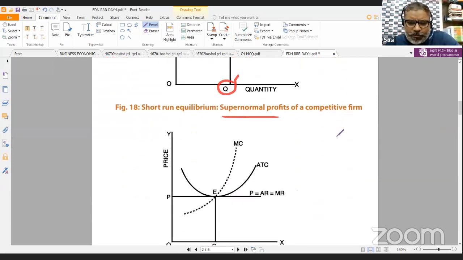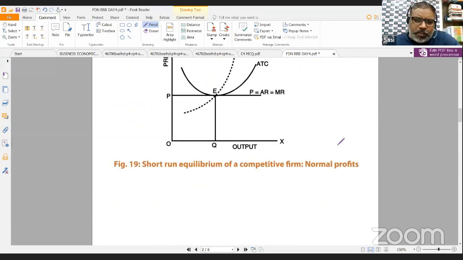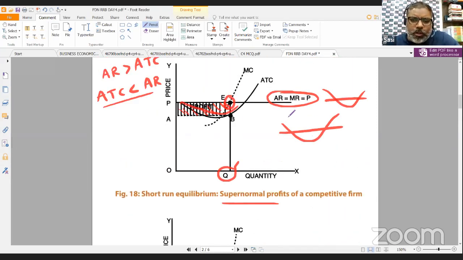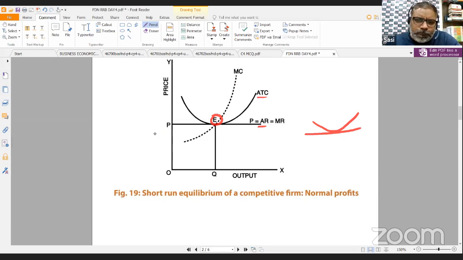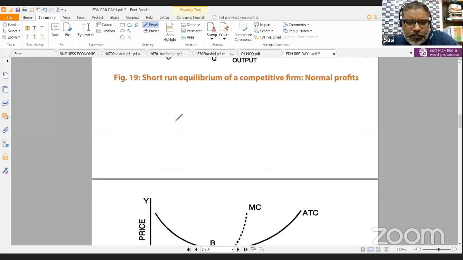there is a supernormal profit. Then there will be normal profit only when the average total cost just touches the average revenue. That is exactly what is happening here. If you see, average total cost is just touching the average revenue, nothing more, nothing below. So in the first case, where the average total cost is below the average revenue, naturally there are profits. We call them supernormal profits. In the second case, where average total cost is touching the average revenue, we call it normal profits. That is zero economic profits.